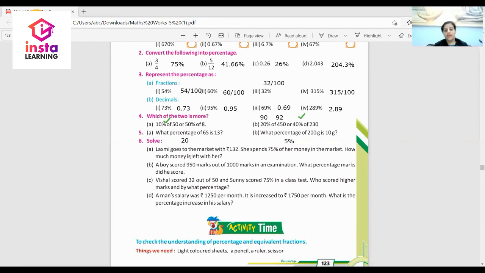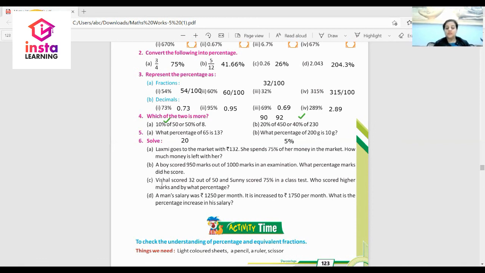Now, solve the following problems. Lakshmi goes to the market with 132 rupees. She spent 75% of her money in the market. How much money is left with her? So you have to take out 75% of 132. Now, a boy scored 950 marks out of 1000 in the examination. What percentage of the marks did he score? 950 upon 1000 into 100 is to be done.